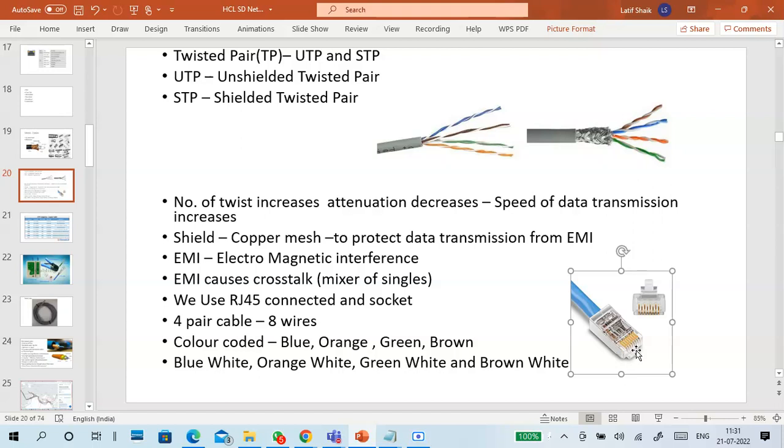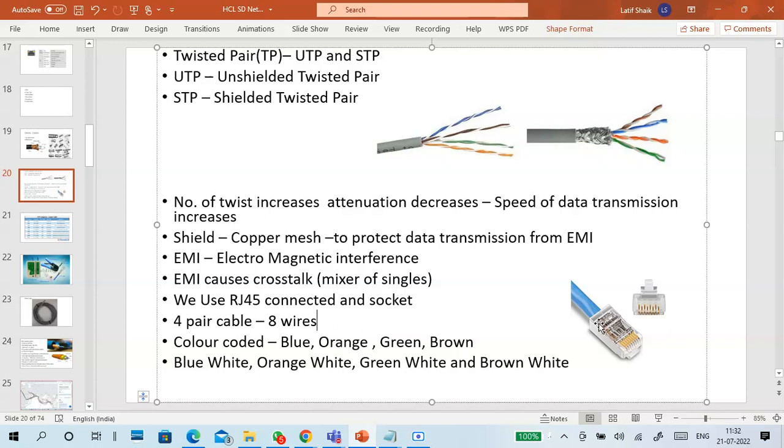Sockets are also there, like if you have a switch, hub, or NIC wired connection. You can look at your laptop also, beside it there is a NIC. So this is the connector, and this type we call an RJ45. RJ45 is specifically for a 4 pair cable, or 8 wires in it.